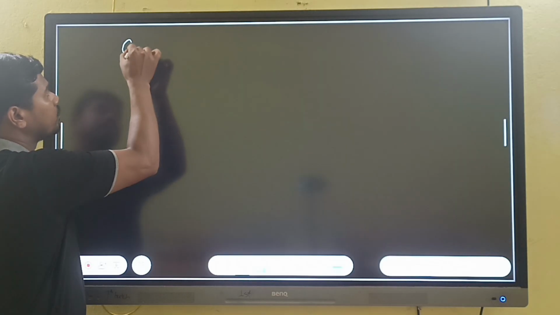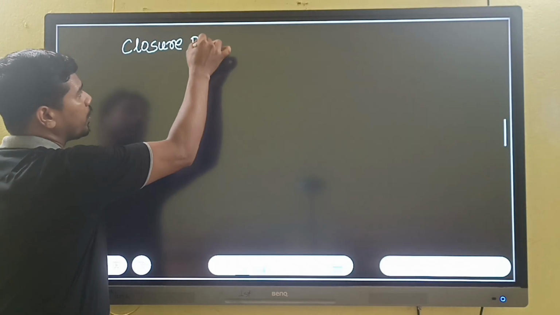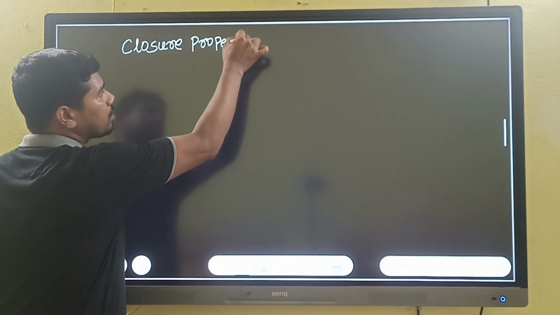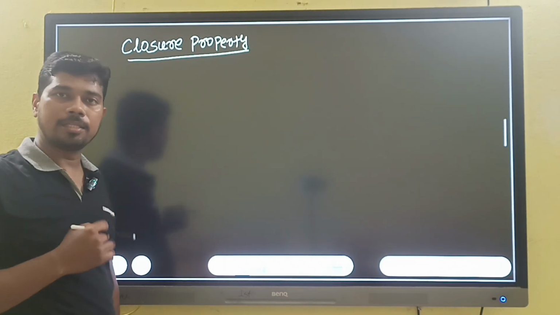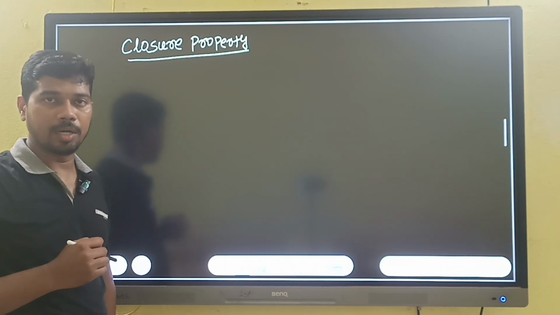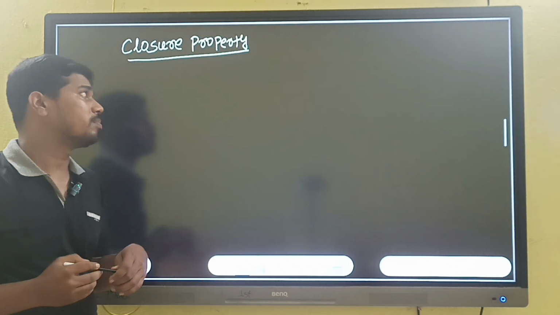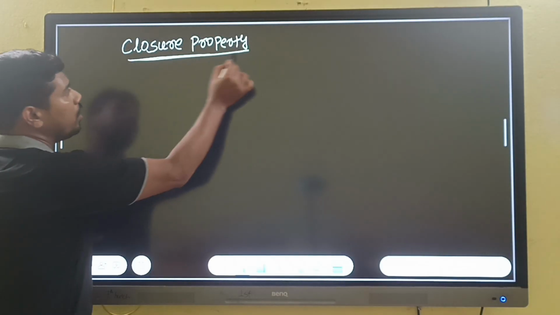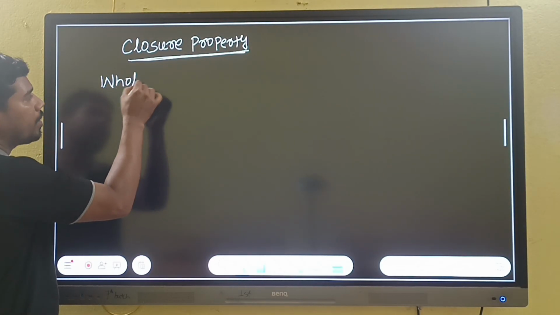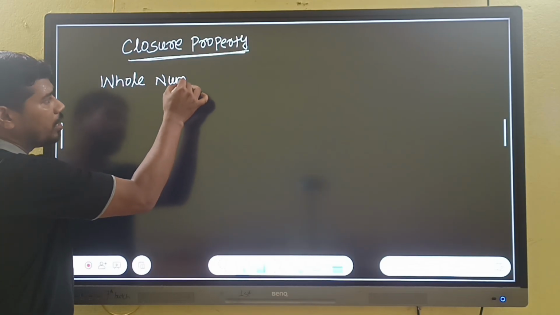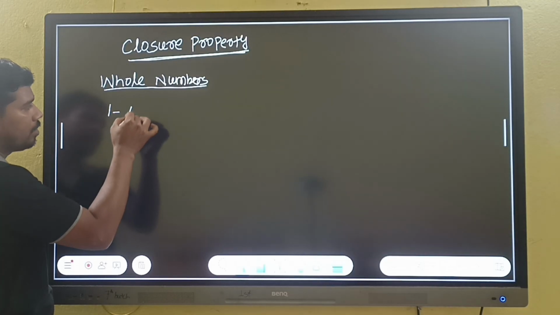So first one is the closure property. What is that property? Here we will discuss the closure property of whole numbers, closure property of integers, and closure property of rational numbers. Addition, subtraction, multiplication, and division. First, in this closure property, we will discuss the whole numbers. Whole numbers addition. First one is addition.